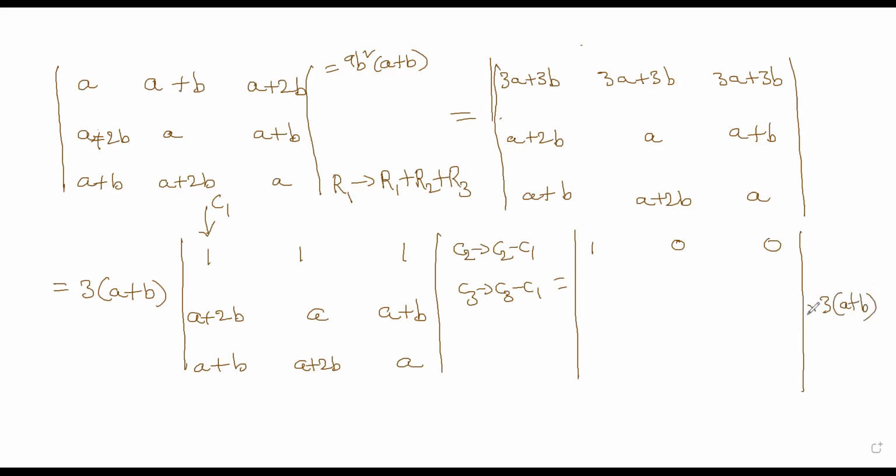Now, this is multiplied by 3 times A plus B. Don't forget that. And now, A plus 2B, A plus B. Let's write this. And now A minus of A plus 2B is minus 2B. You can see that. And now A plus B minus A plus 2B, so that is minus B. Just check that evaluation. And now C1: A plus 2B minus A plus B is B. And now A minus of A plus B is minus B.